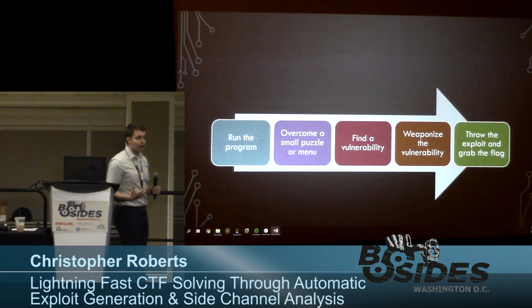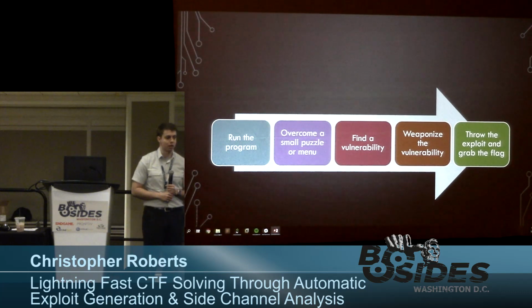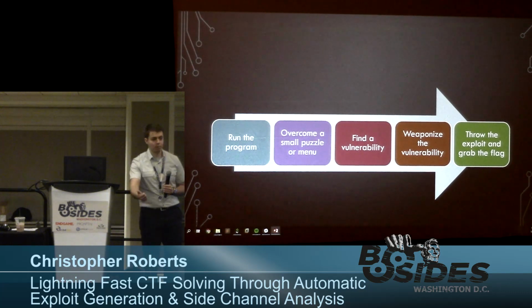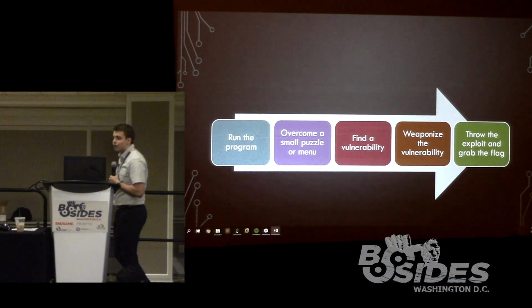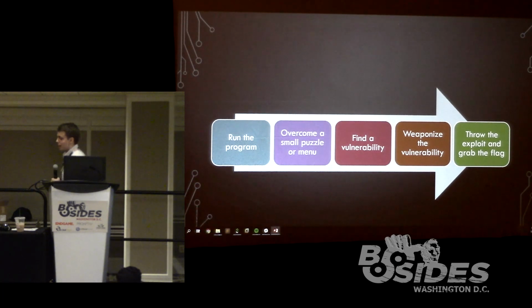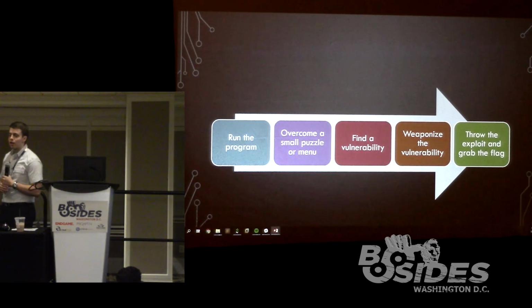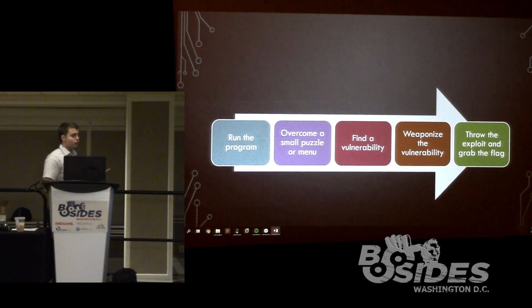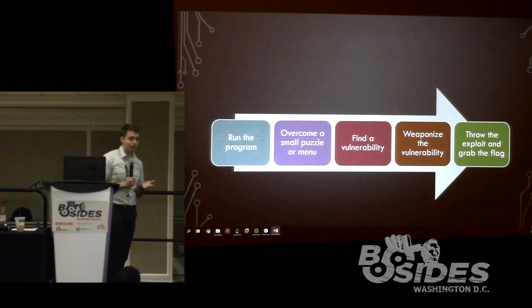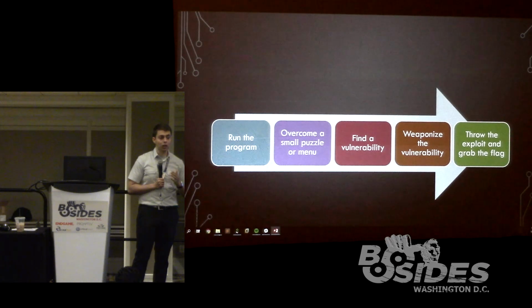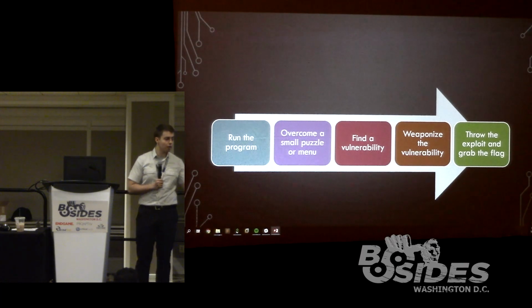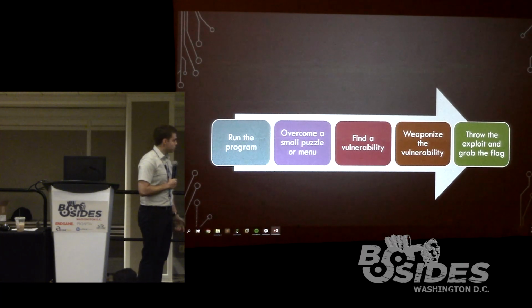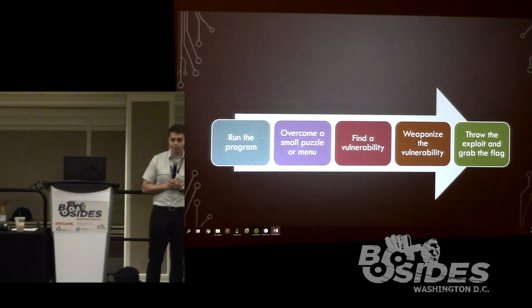So again, we've got to break up this problem if we want to solve this thing really fast. We have to understand how to run the program. Is it taking in a command line argument? Is it standard in? What is it? We have to overcome some sort of small puzzle. It might be entering in our name, it might be a menu, sometimes they make you do some math for them, who knows? I certainly don't. And then we need to find the vulnerability. We need to accurately identify what this vulnerability is, and we need a reliable method to do this. And then finally, we need to weaponize it and throw it. That's a lot of steps. It's a reason why a lot of pwn problems have a lot of points associated with them.